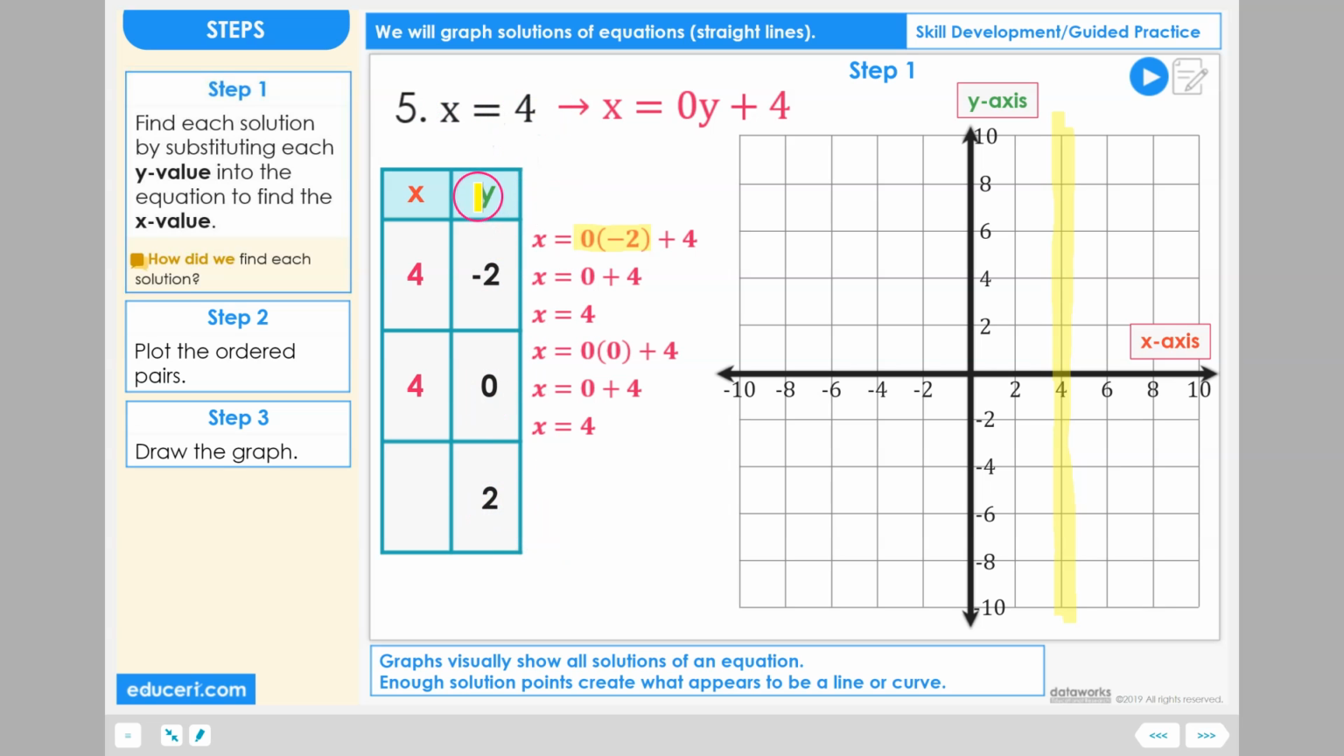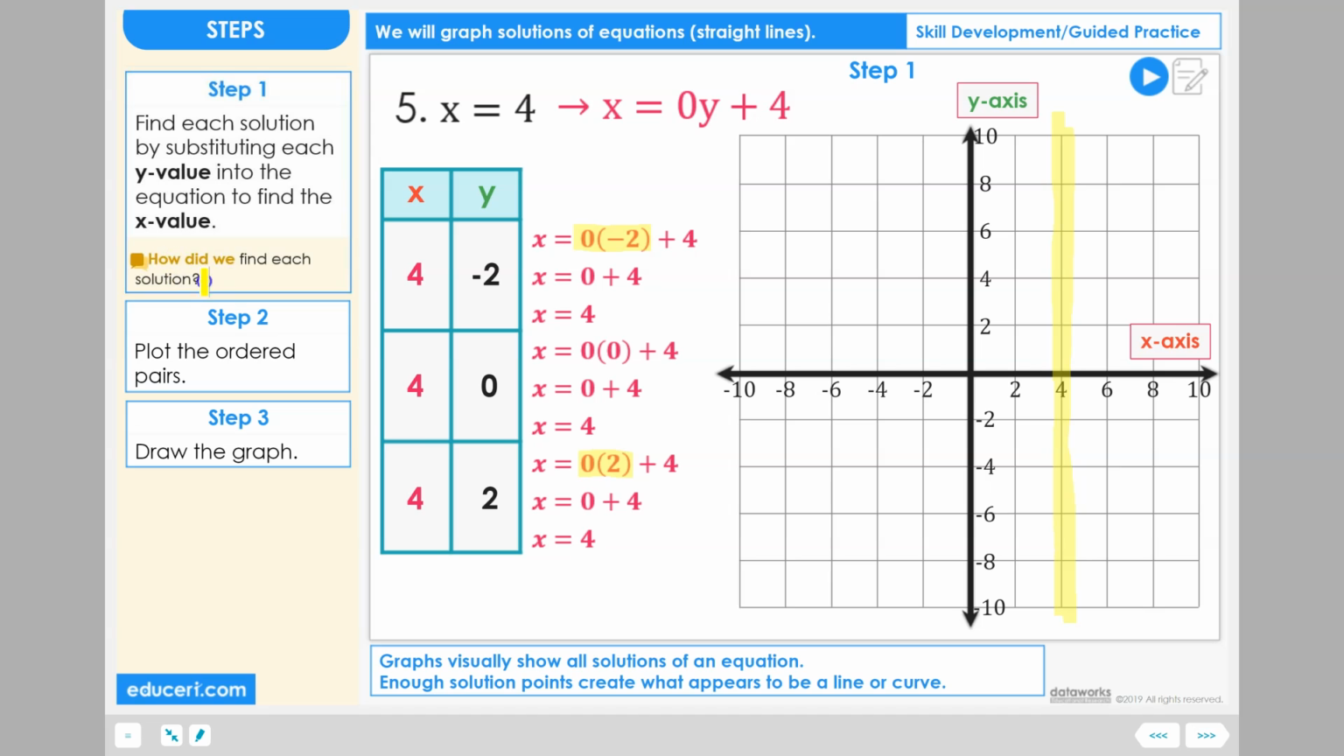Finally, let's test when y equals positive 2. Then x equals 0 times positive 2 plus 4. 0 times positive 2 is 0. So x equals 0 plus 4, x equals 4. (4, positive 2) is a solution to the equation x equals 4. And we now have 3 solutions that we can use to plot our points.